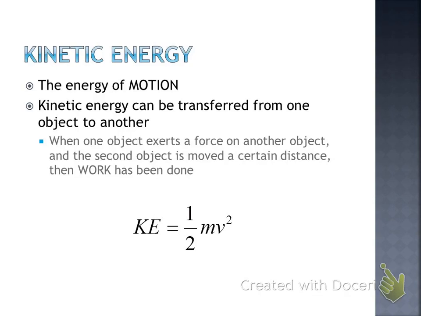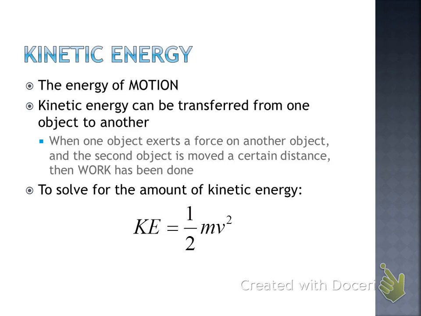When an object exerts a force on another object and displaces that object, we can say that work has been done. Okay, and that's the kind of basis of kinetic energy. When that first ball hits the second ball and applies a force and causes that second ball to move or be displaced, that means that the first ball has done work on the second. Okay, that's what we're thinking in terms of that collision there.